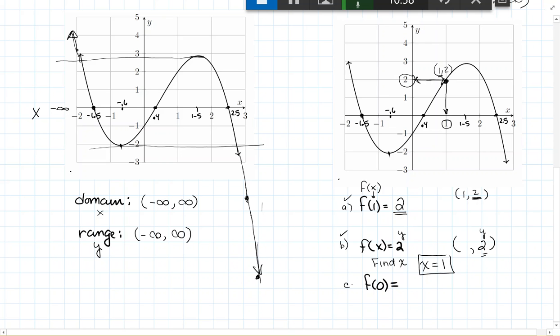So for this third one here, this is again f of x, and the x is 0. So we go over to the 0 on the x-axis, and then we have to go down to get to the y value of -1. So f of 0 equals -1, or the point (0, -1) is on the graph.